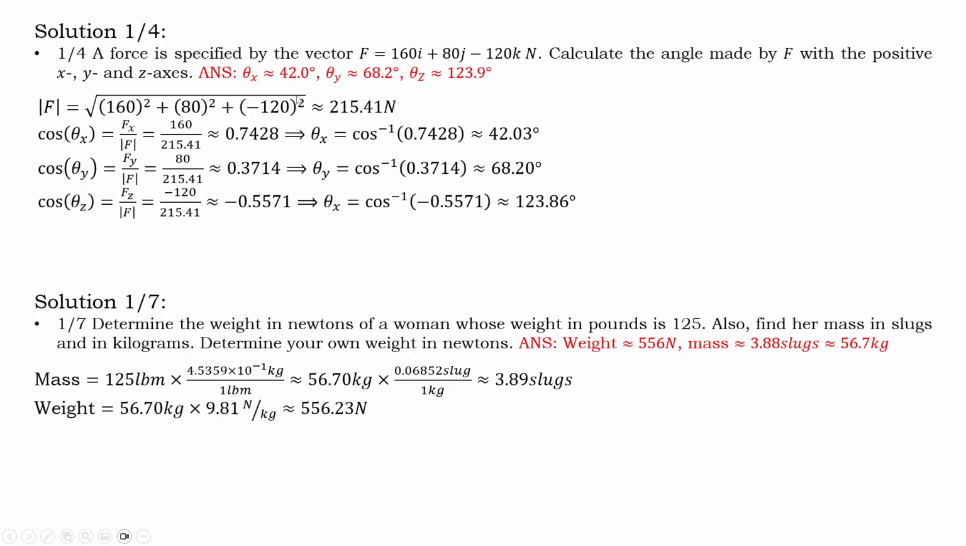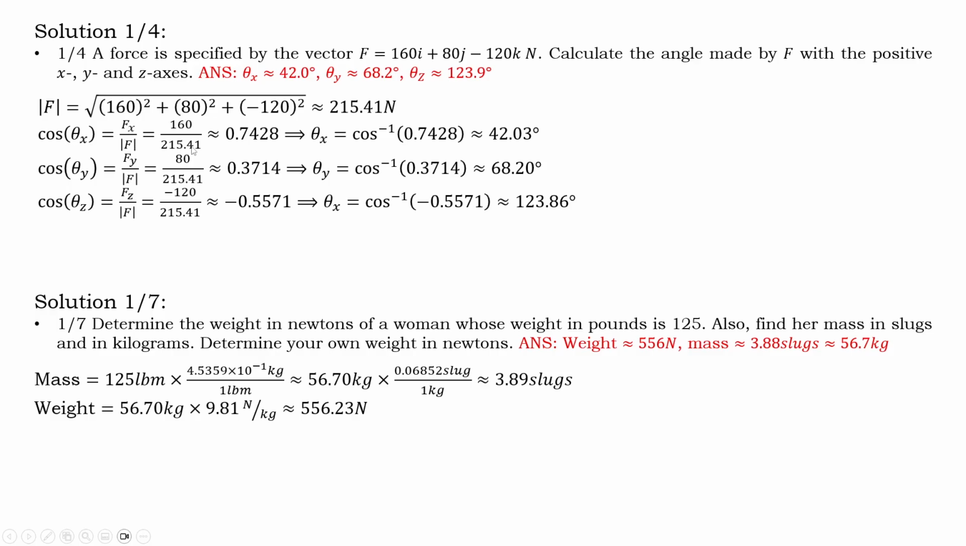So we use this formula for the magnitude of any vector in 3 dimensions, and then we use cosine of theta x, cosine of theta y, cosine of theta z, which is equal to the component in the i direction or x-axis, divided by the absolute value or magnitude of F.